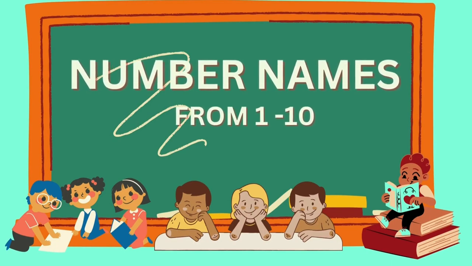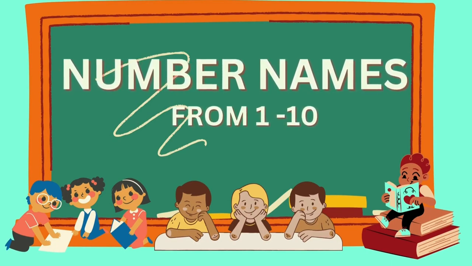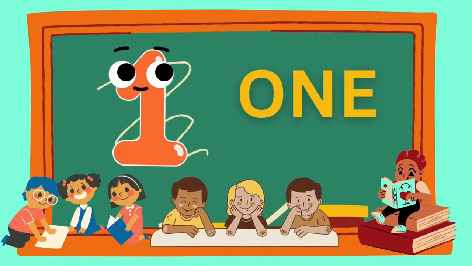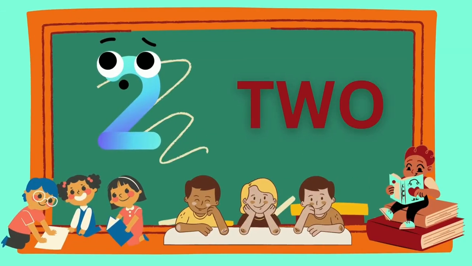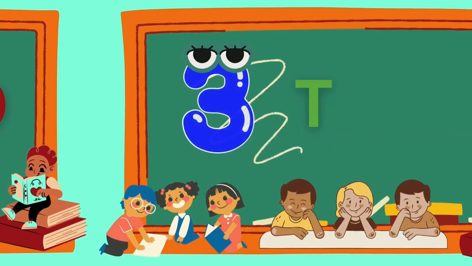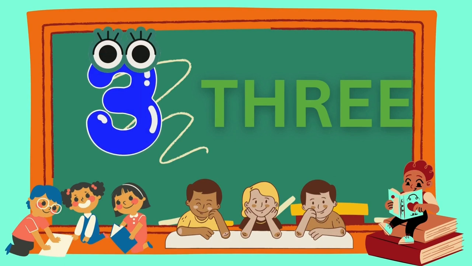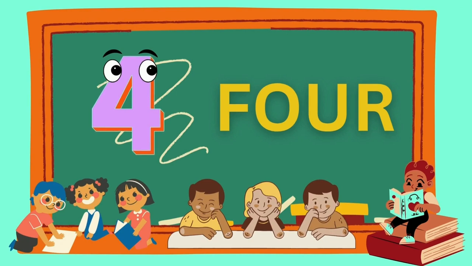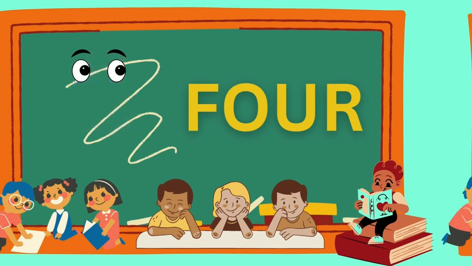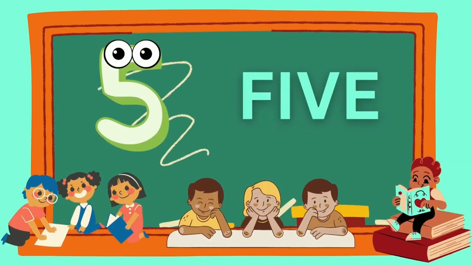Number names from 1 to 10. Kids, let's learn. 1. O-N-E. 1. 2. T-W-O. 2. 3. THREE. 3. 4. FOUR. 4. 5. FIVE. 5.